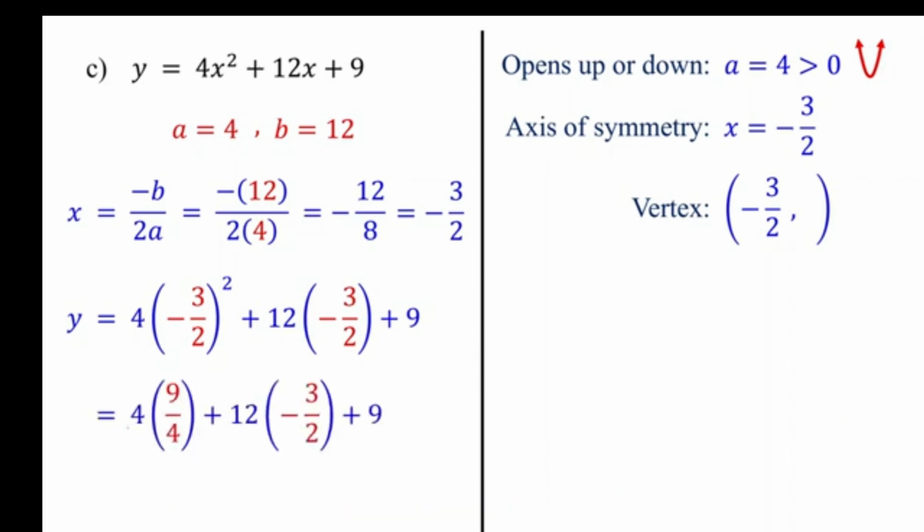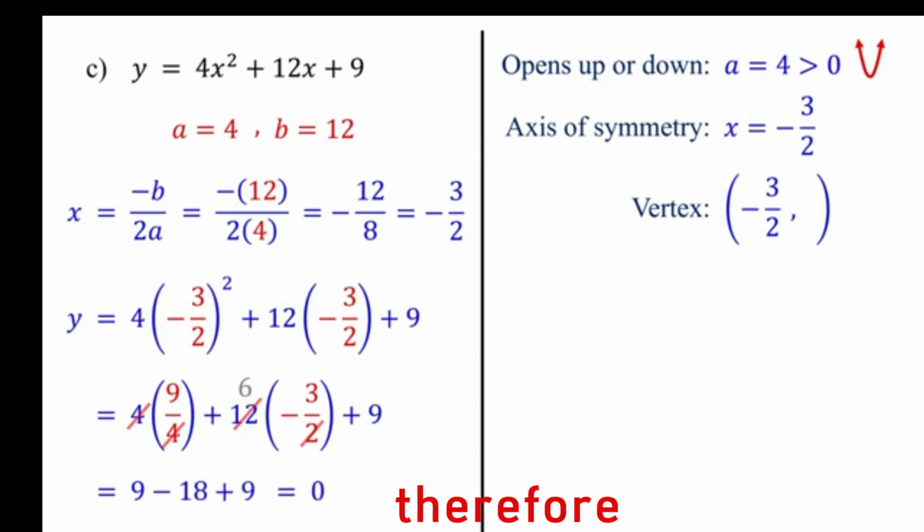Simplifying this, we find that y equals 0. Therefore, the vertex is the point (-3/2, 0). Notice that the y-coordinate of the vertex is 0, which means the vertex is on the x-axis. Remember, the x-intercept occurs when y equals 0. So, the vertex and the x-intercept are the same. This happens when a quadratic has only one real solution.